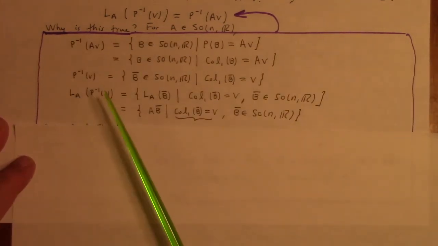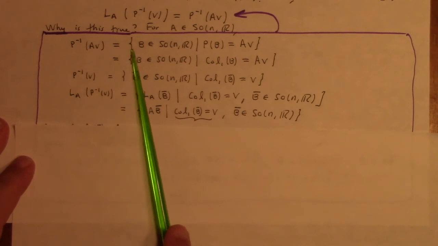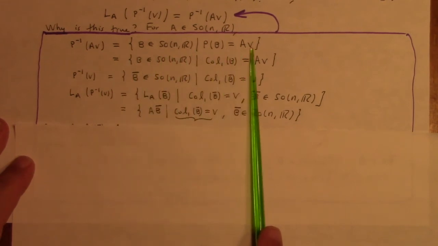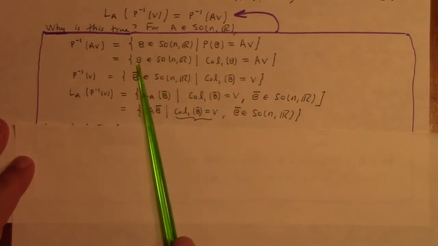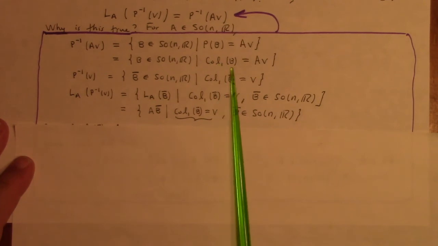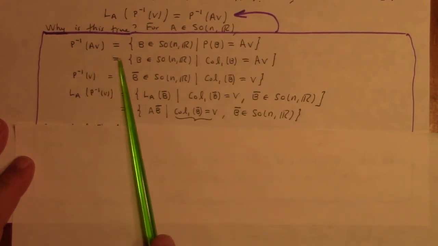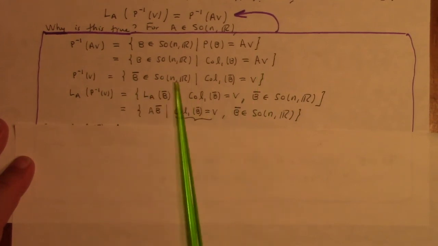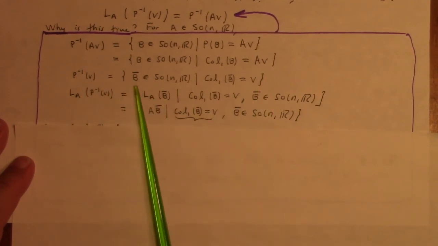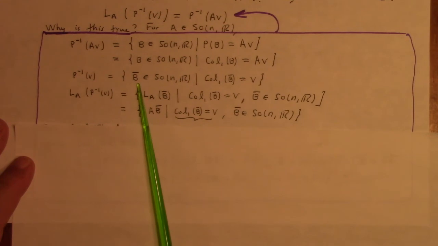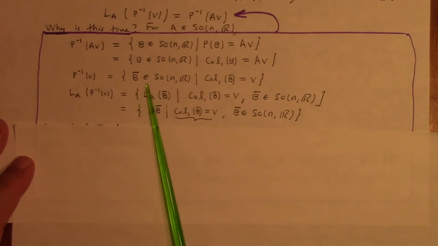So P inverse of AV is the set of B in SO(n) such that P of B is AV. That's B in SO(n) such that column 1 of B is equal to AV. I'm just working on P inverse of AV. All right, there we go. P inverse of V, on the other hand, is, let's say, B bar, not to be confused with Babar, that's something else.